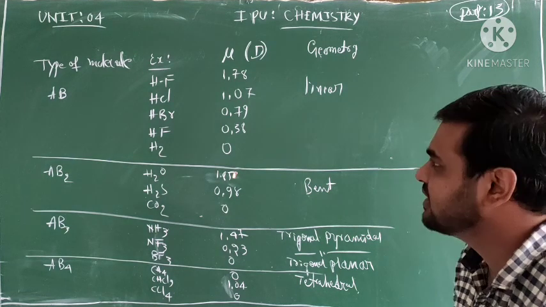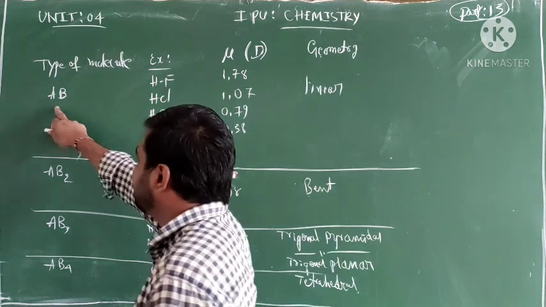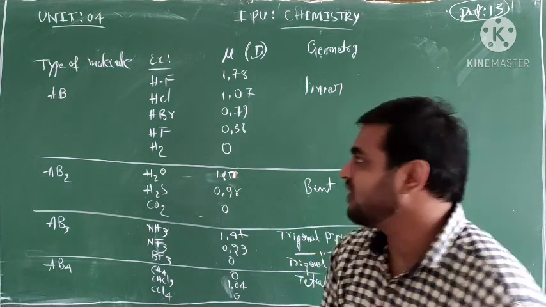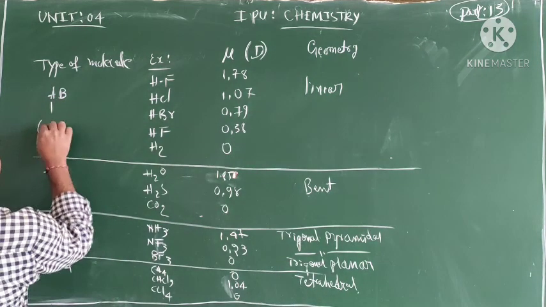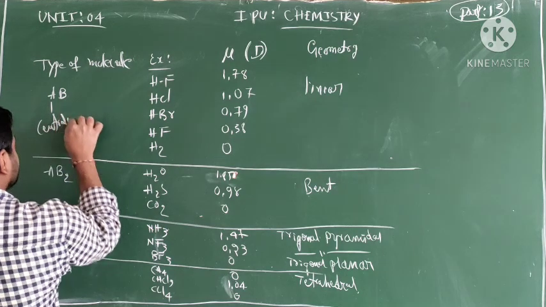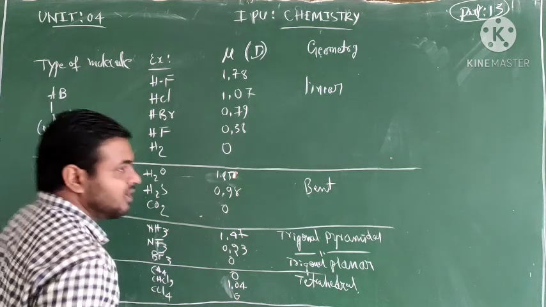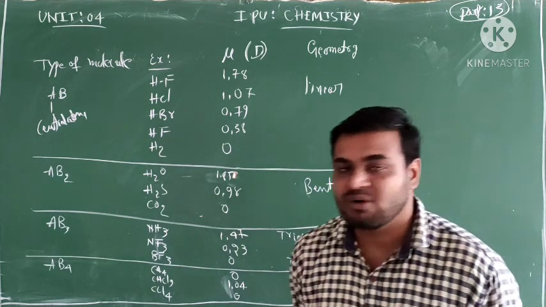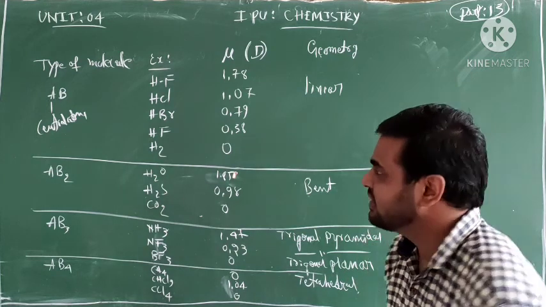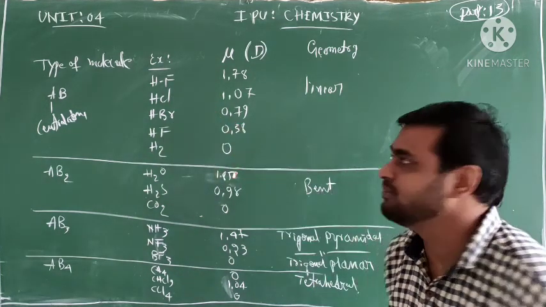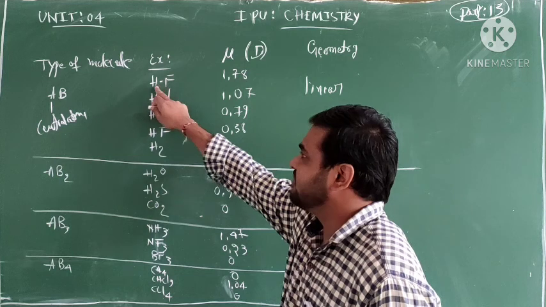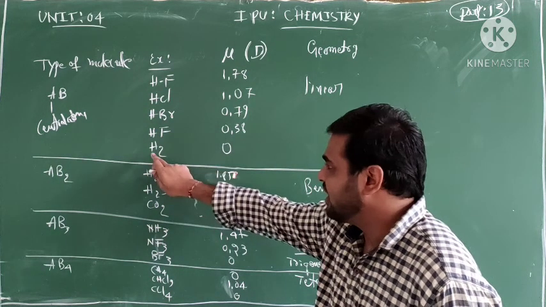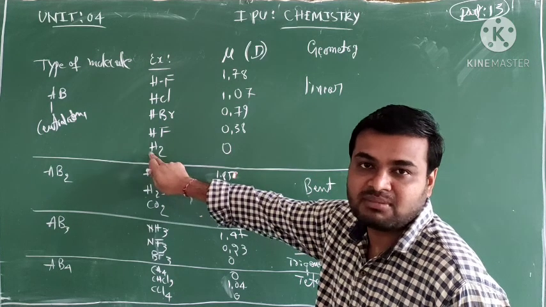moment values. Here is a type of molecule, AB type. In AB, A is considered the central atom and B is the bonded atom. The central atom is bonding with the B atom. Several examples of AB type are HF, hydrogen fluoride, hydrogen chloride, hydrogen bromide, and H2, the hydrogen molecule.